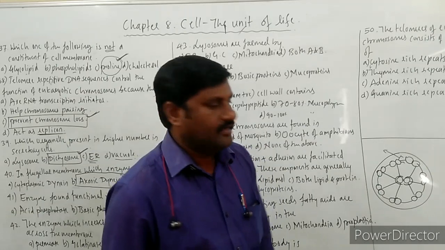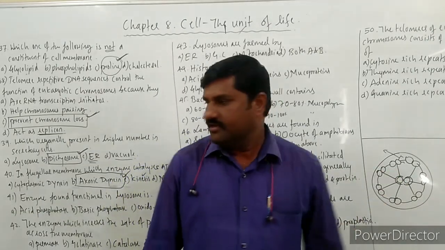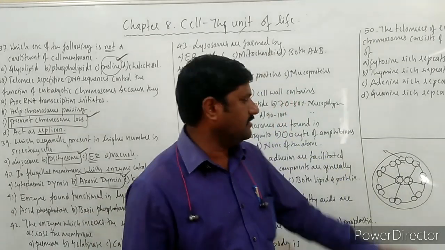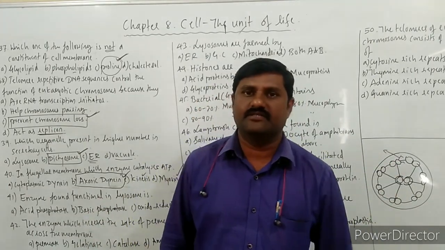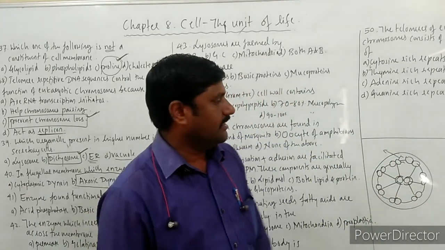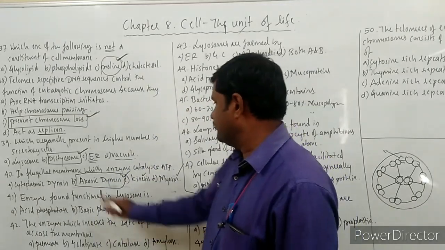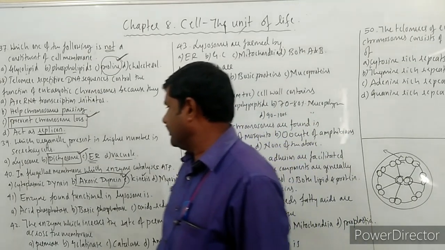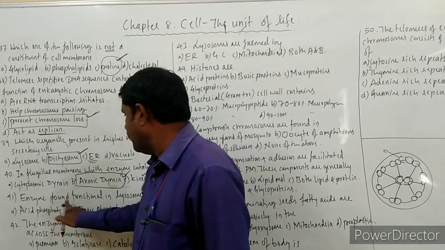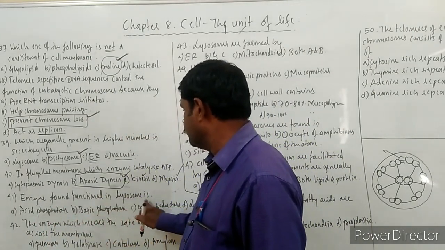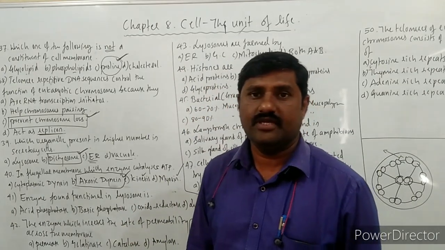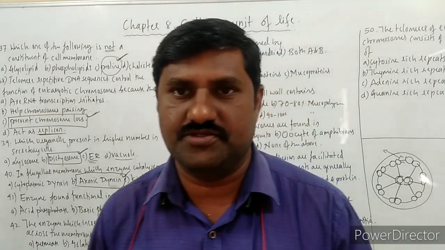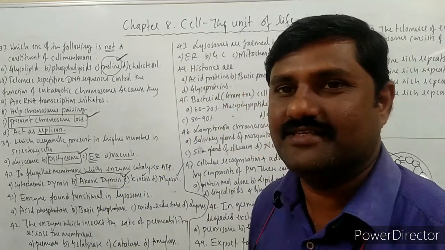Okay, so axonemal dynein protein makes this hook-like side arm itself, right? So that's why the correct answer for this one is axonemal dynein. And the next question is very important. The enzyme found functional in lysosome is... Which enzymes are functional in the lysosomes? Very important question it is.